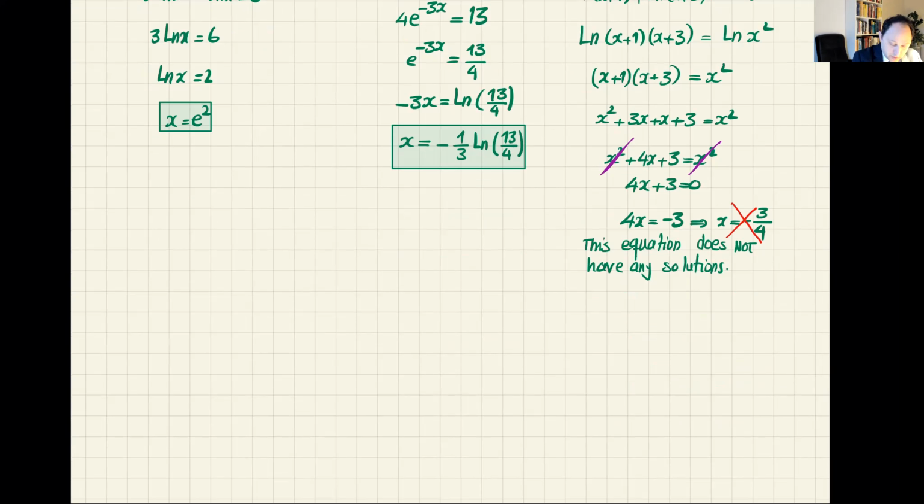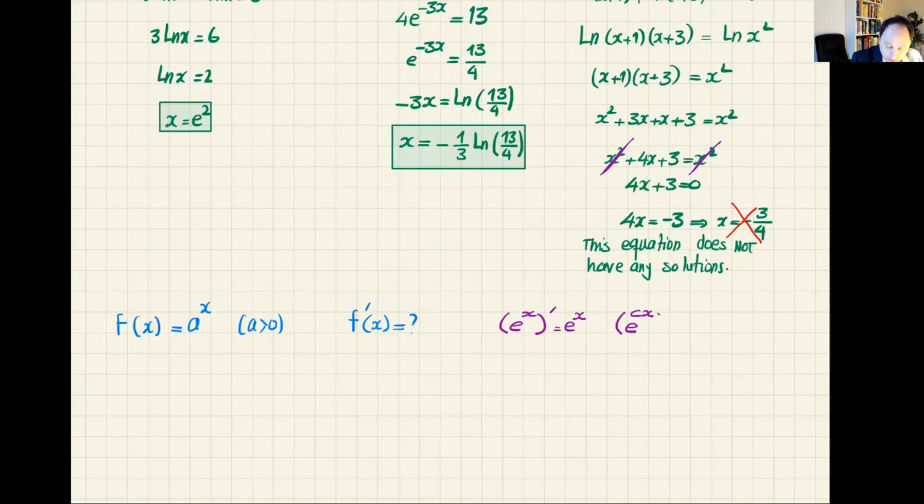So let me write this here. So the question was this: I have a function f of x equals a to power x. I know that a is positive. My question is, what is the derivative of this function? Okay, so let me write what we have so far. We know that if we have e to power x, the derivative is e to power x. We also know that if I have e to power a constant times x, the constant goes down and then it becomes e to power cx.